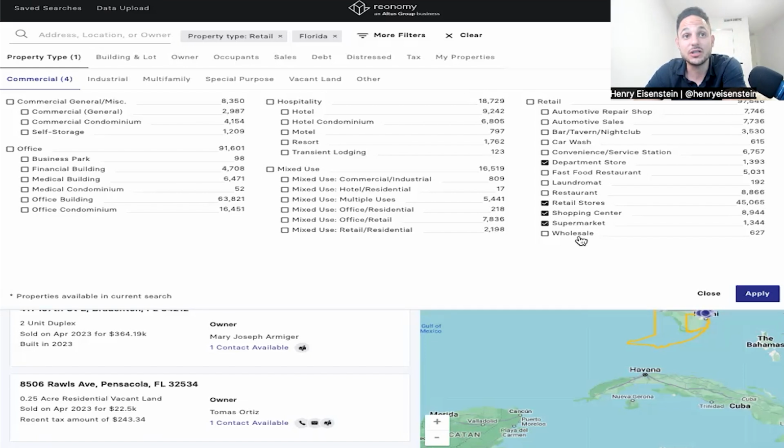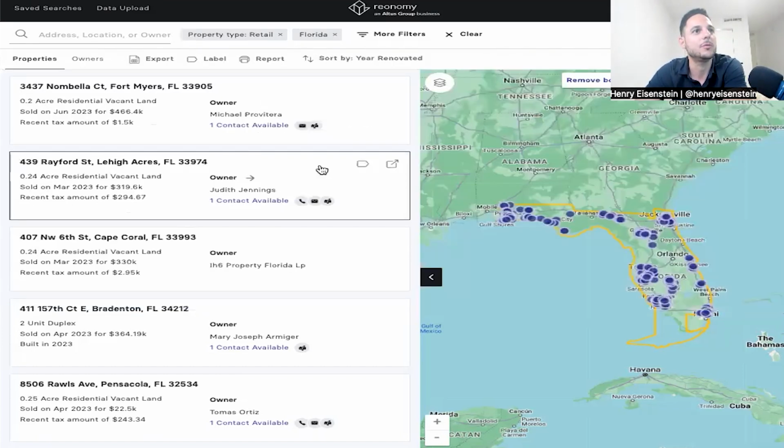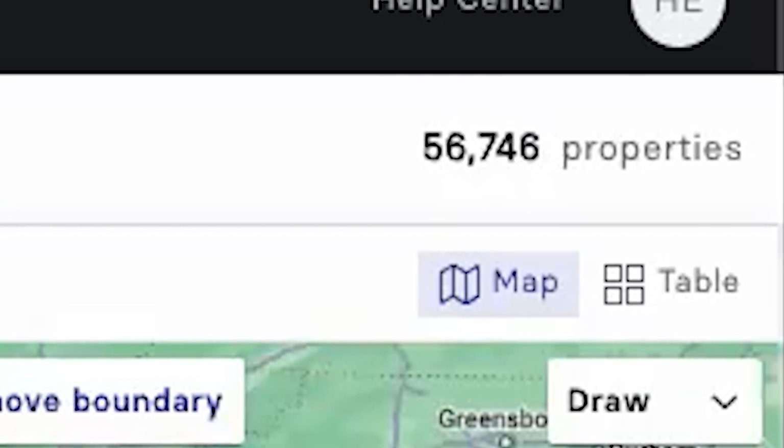I would also look into supermarkets, wholesale. I played around with it. Again, for me, I don't believe it's as accurate as it says, so I'm going to exclude it from this list. So we're going to go to apply. We are at 56,000 properties.